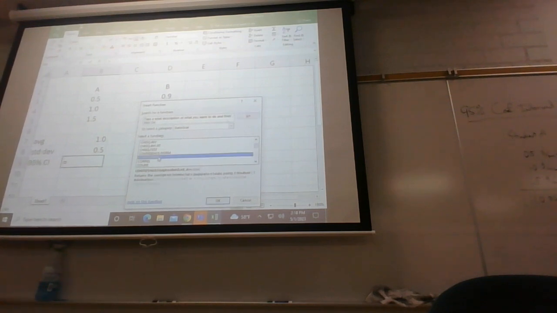So let's take a look. Confidence.t. Now this is using student's t. Now student is not a student in school. Student is the mathematician's name. This is coincidental.